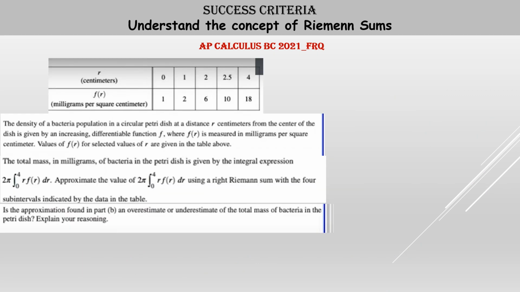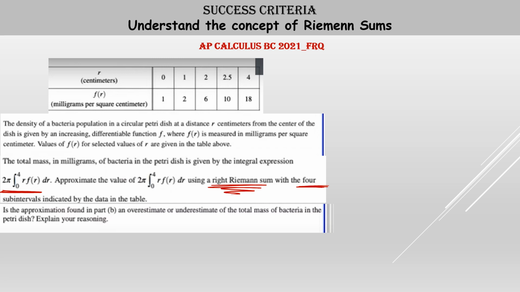Next question. The density of the bacteria population in a circular petri dish at a distance r centimeters from the center of the dish is given by the differentiable function. You can see here the integral 2 pi, 0 to 4, r f of r dr. You have 4 subintervals and the right Riemann sum to approximate it.